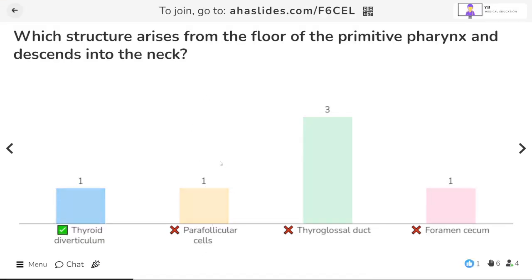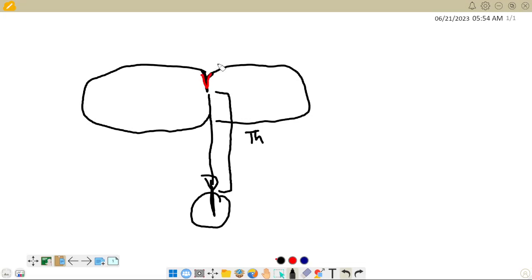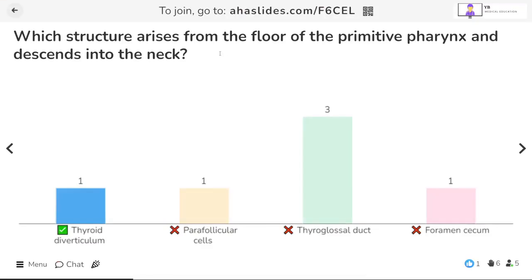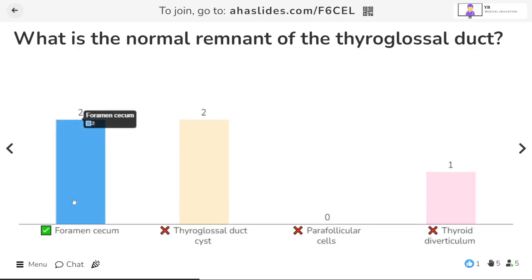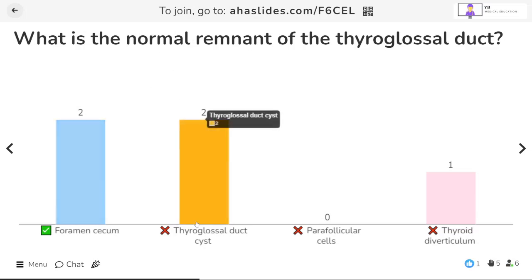And the parafollicular cells, we said that they arise from the pouch, not from the tongue, and the foramen cecum is the last opening here in the tongue, basically. It has nothing to do with the beginning, right? You cannot see it in the beginning. Foramen cecum, that's the normal remnant of the thyroglossal duct. This is not normal, guys. I'm talking about the normal remnant of the thyroglossal duct. This is not normal.